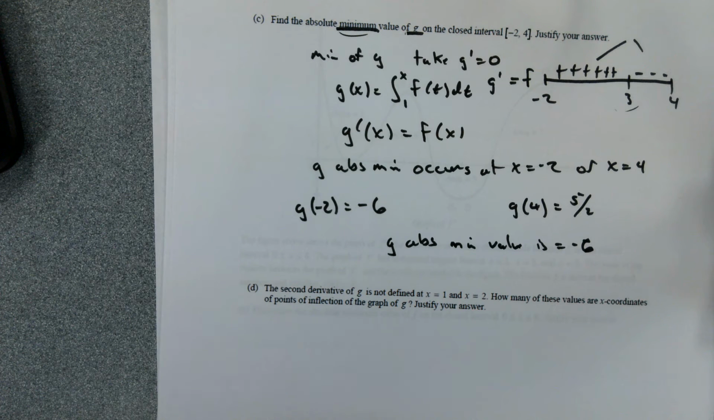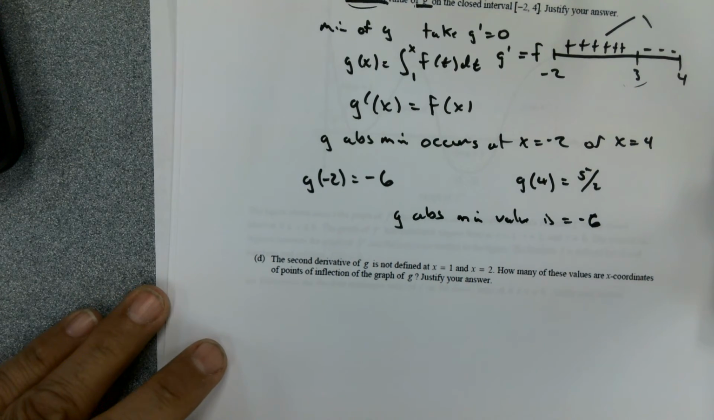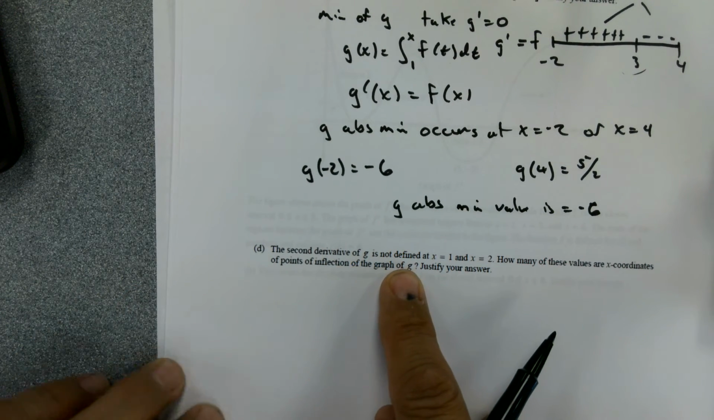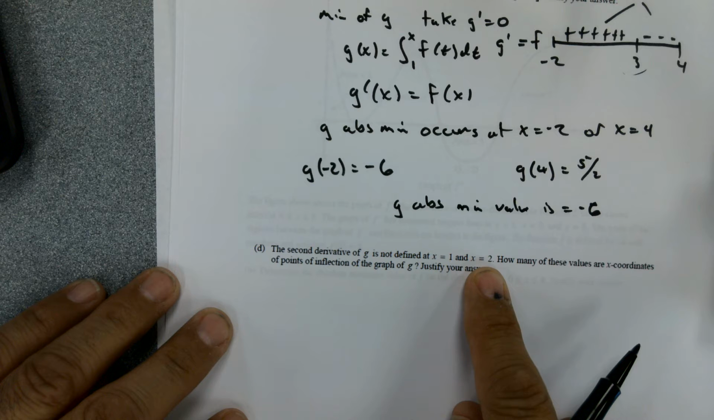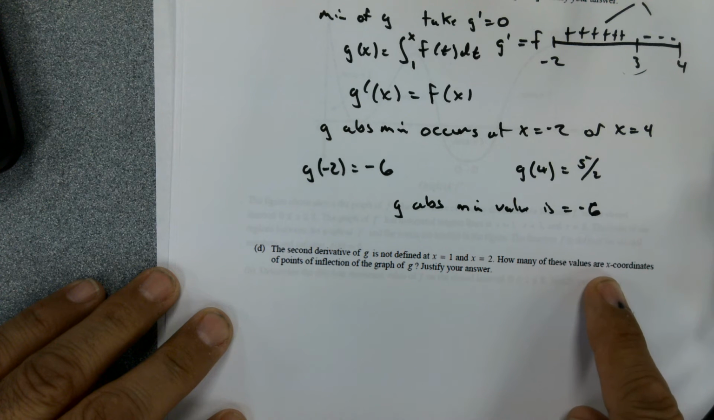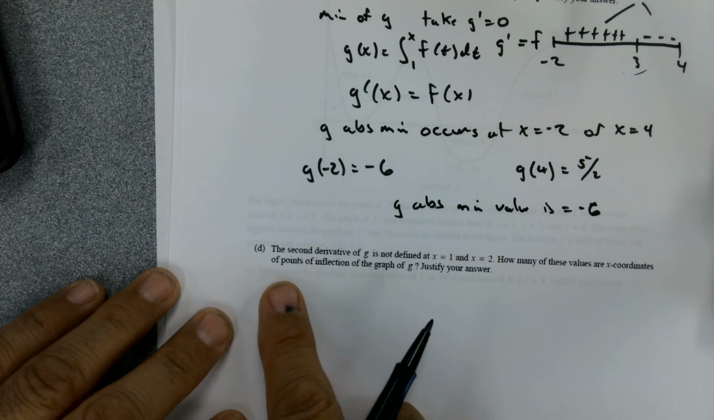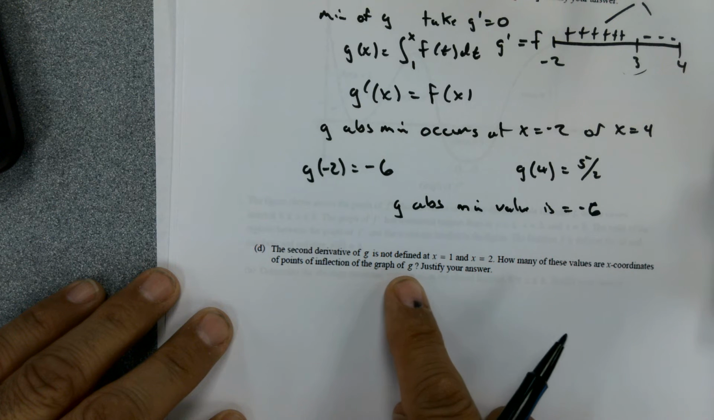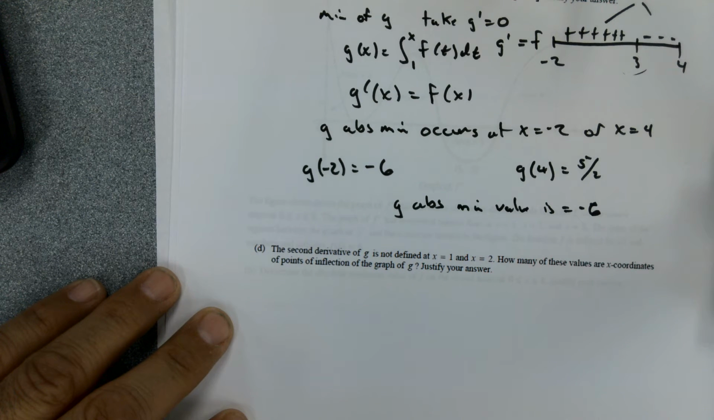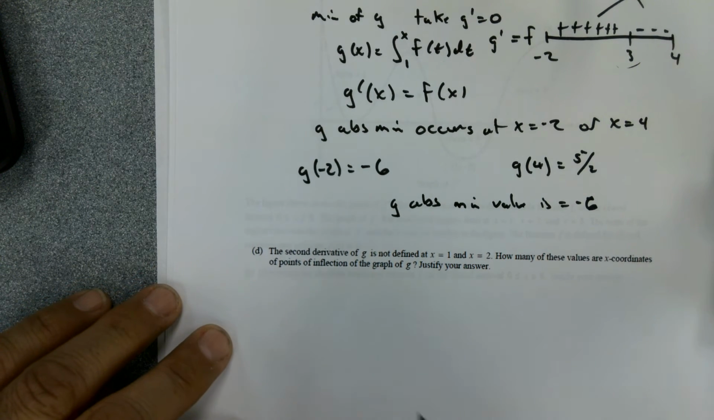All right, let's look at the next one. It says the second derivative of g is not defined at x equals 1 and x equals 2. How many of these x coordinates are points of inflection on the graph of g? Justify your answer. Okay, so I see the second derivative of g.